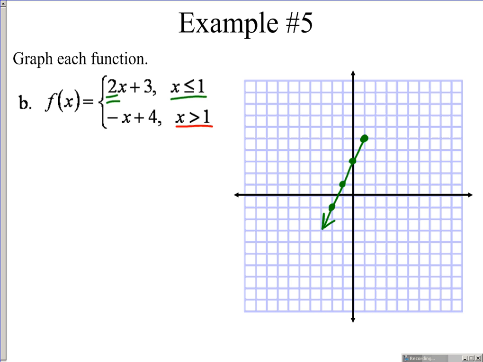Second piece, x greater than 1. Plug in that edge domain value of 1. We get negative 1 plus 4 is 3. So at 1, we're up here at 3, but it's not included in this piece. So again, that's going to be an open dot. Use our slope of negative 1 here to go down 1 over 1 and complete our graph. There's our second piece.